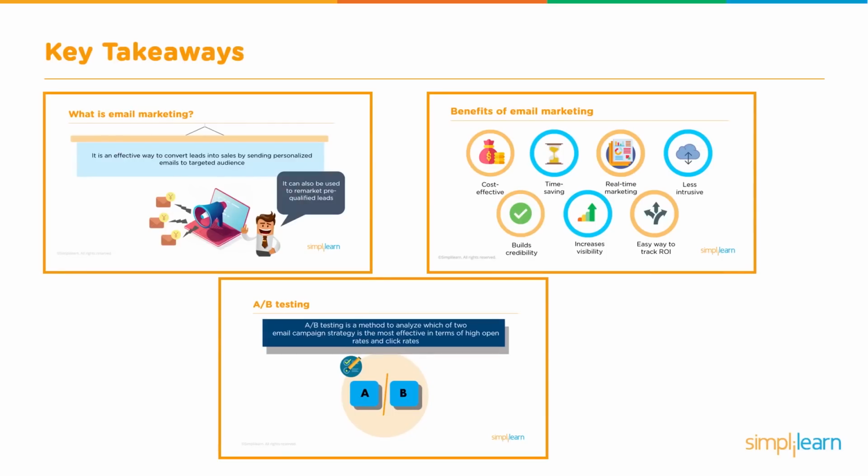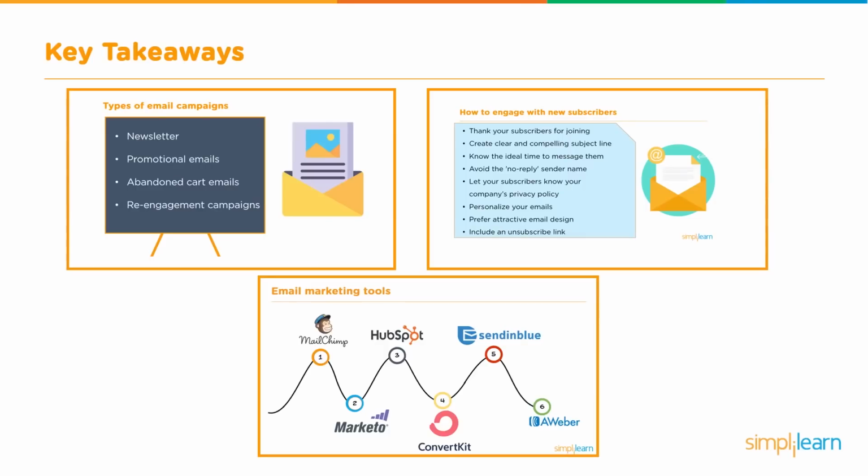We also talked about A/B testing. It's a very key component to email marketing. If you're going to do email marketing, at the very least, test those subject lines. But there's so many different elements you can test. Okay, we talked about the types of different email campaigns, from newsletter to promotional, abandoned cart to re-engagement, re-engaging those inactive users.